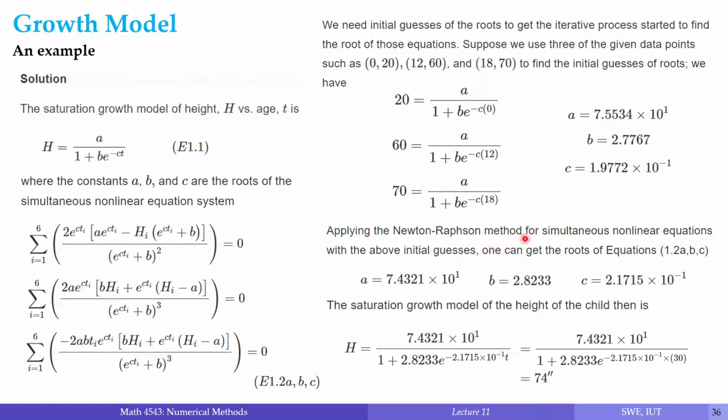The problem says that after some number of iterations, we converge to these three values. For a we get 7.43 times 10 to the power 1, for b we get 2.82 something, and for c we get 2.17 times 10 to the power minus 1. We just plug them into our saturation growth model equation. We get something like this: h equals this whole value of a at the top divided by 1 plus this whole value of b times e to the power minus this whole value of c times t.